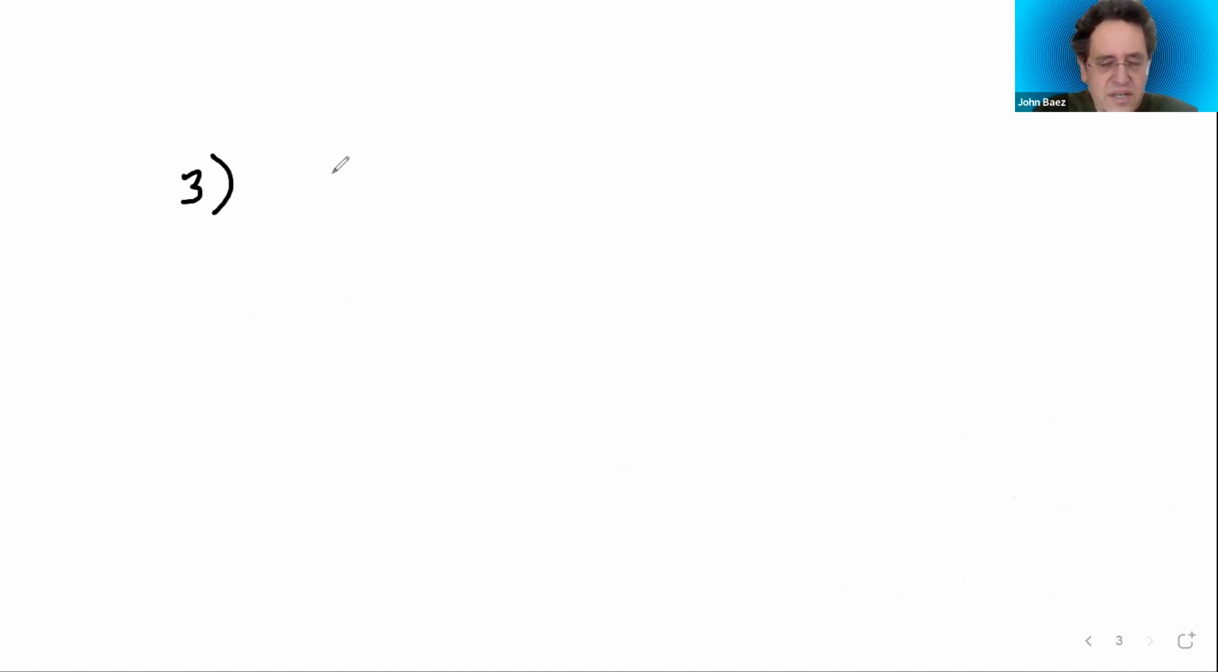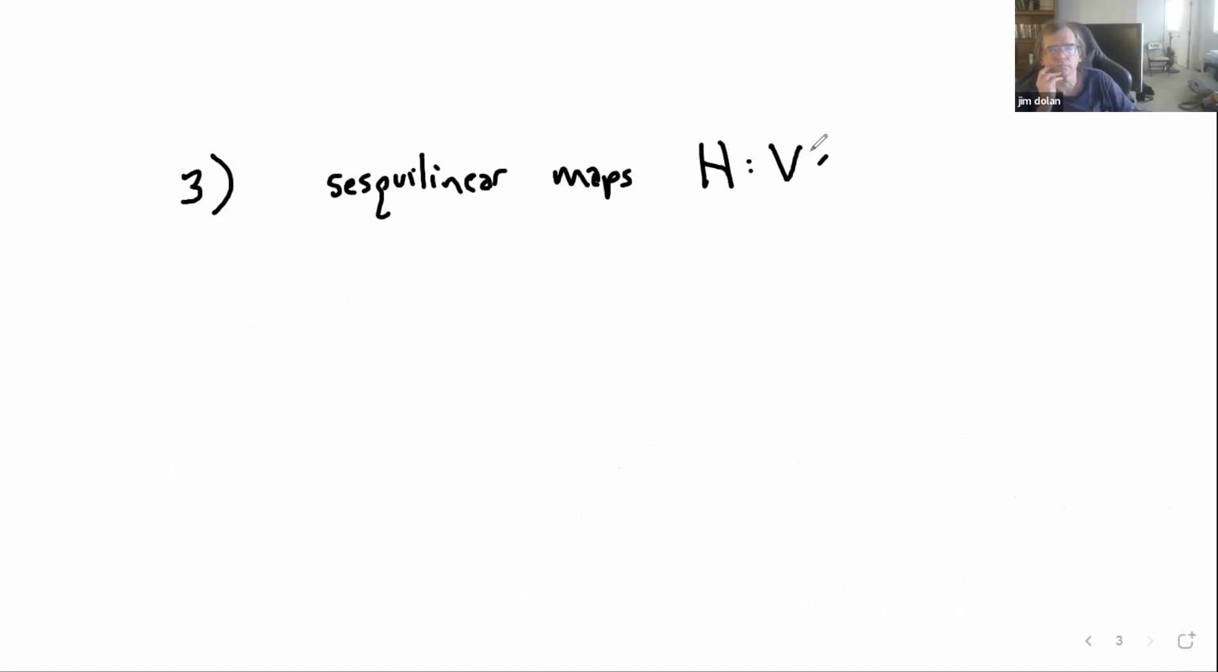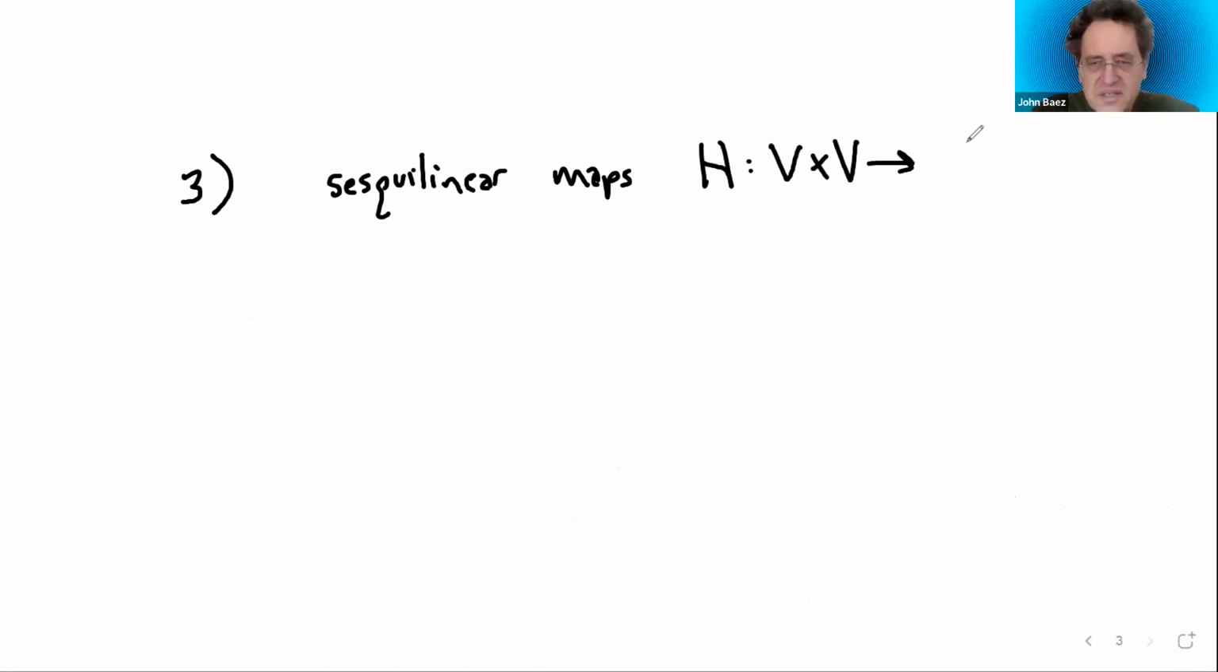So we can say this other description, which people seem to love: sesquilinear maps, I'll call it H for Hermitian, from V times V to C.